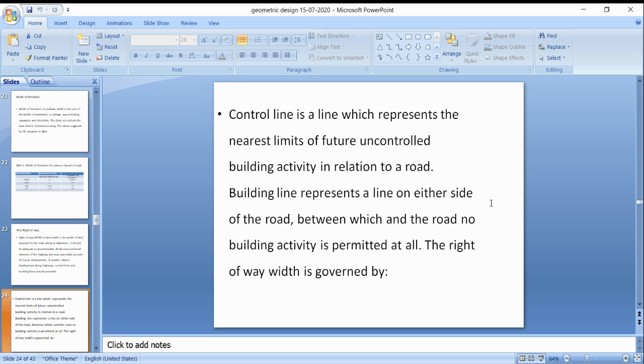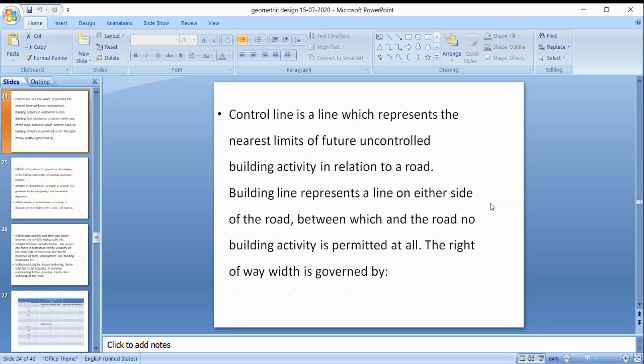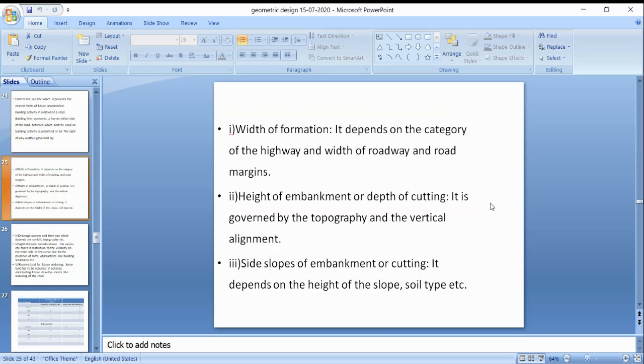If there is no such limitation, then the landlords or the public who are there will occupy those places, and it will make a problem in future. So here we are saying that right of way is governed by width of formation. It depends on the category of the highway and the width of roadway and road margins. The right of way depends upon the category of highway, whether it is a national highway, state highway or major district road.